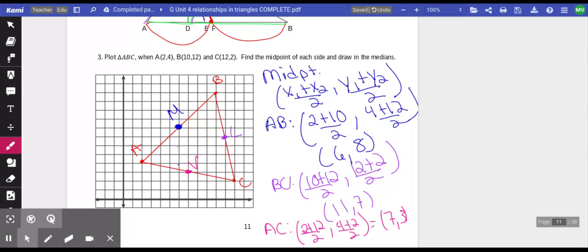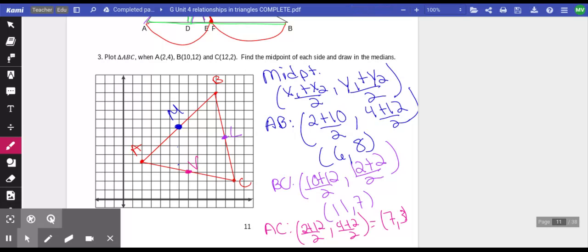Okay, so I found the midpoint of BC, which I plotted in purple. I did (10 plus 12) over 2, comma, (12 plus 2) over 2, and I got (11, 7), which I named L. Found the midpoint of AC by doing (2 plus 12) over 2 and (4 plus 12) over 2, which gave me (7, 3), which is V.